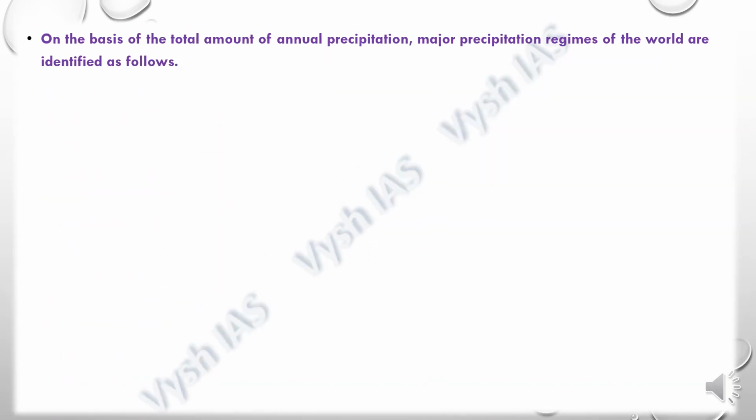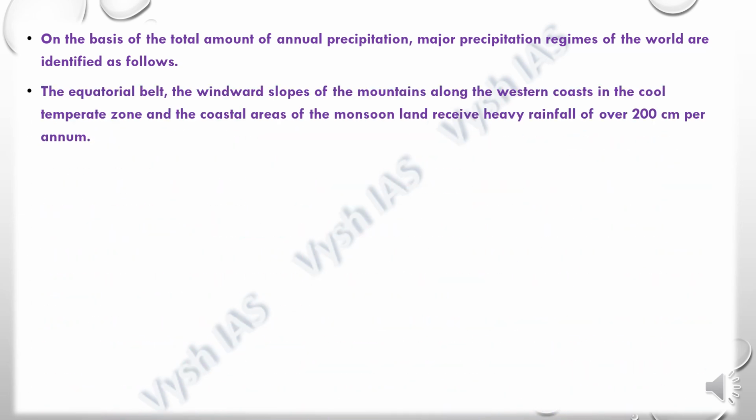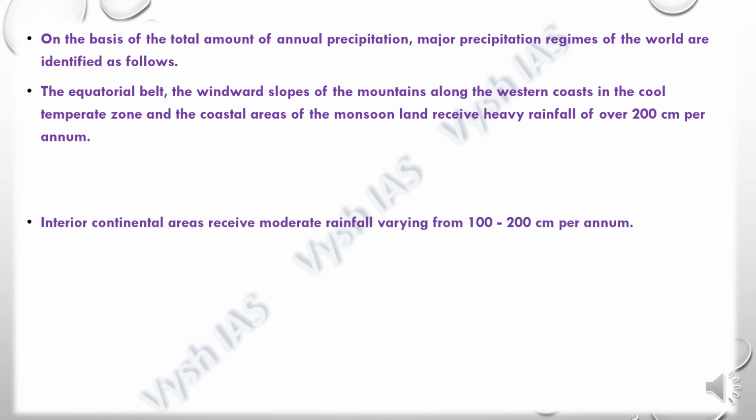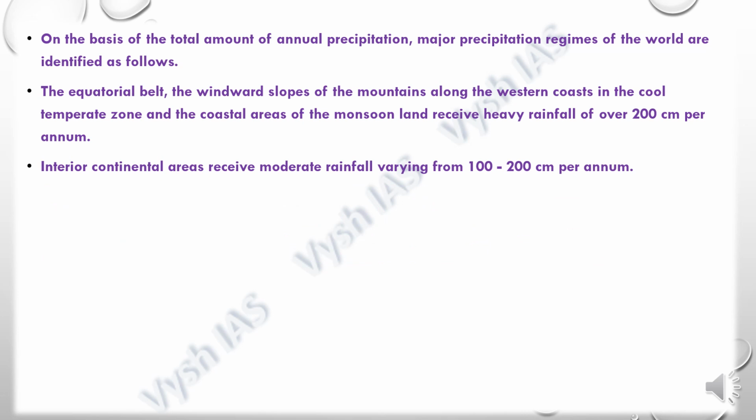On the basis of the total amount of annual precipitation, major precipitation regimes of the world are identified as follows. The equatorial belt, the windward slopes of the mountains along the western coast in the cool temperate zone, and also the coastal areas of the monsoon land receive heavy rainfall, which is over 200 centimeters per year. Then we have the interior continental areas which receive moderate rainfall of 100 to 200 centimeters per year.